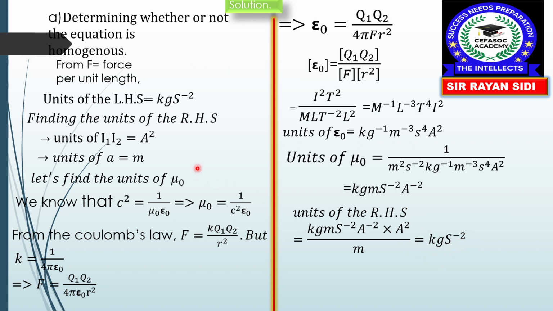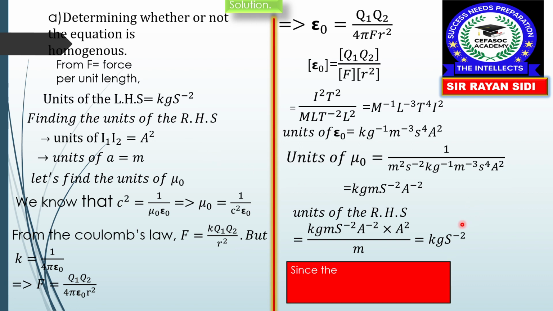So we see that the unit of the left hand side is kilogram per second squared, and the unit of the right hand side is kilogram per second squared. So we see that their units are equal. It means that we can conclude that our equation is homogeneous. Since the unit of the left hand side is equal to the unit of the right hand side, then our equation is said to be homogeneous.